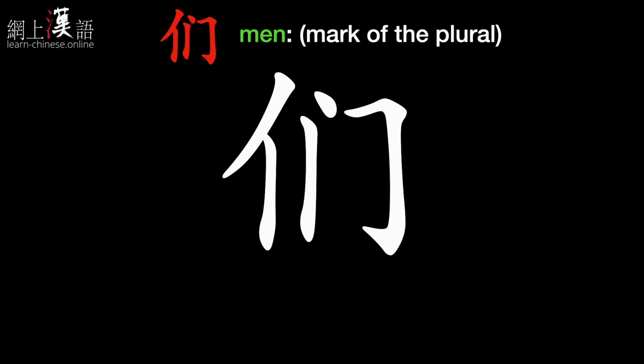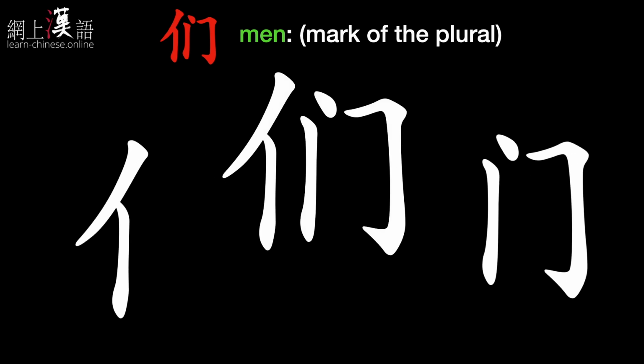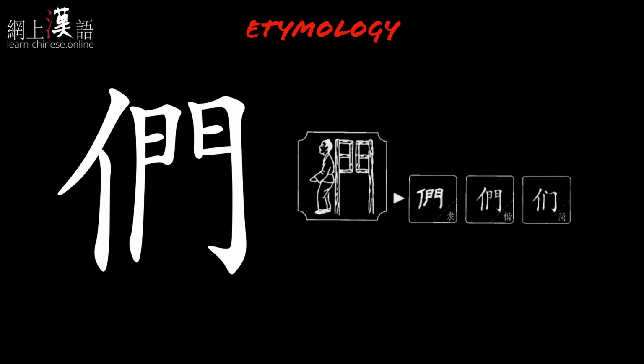们, men, mark of plural. This Chinese character has two components. On the left, the component for humans, and on the right, the door, 门, which is the phonetic component. 门 is a simplified Chinese character. Here is the traditional writing. Only the component of the door was simplified. You can see a door with its two leaves.